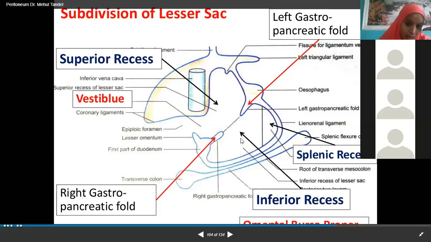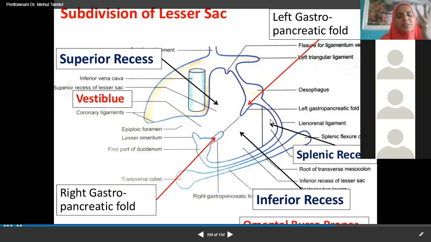Similarly, this lesser sac also has certain extensions. Okay, if it is extending superiorly, towards the ligamentum venosum, which we have seen on the posterior aspect of the liver, I have shown you in my previous lectures. That means if it is extending on the posterior aspect of the liver, you call it the superior recess. Okay, and its extension downwards is called the inferior recess. Towards the left side, we know we have pancreas, and in the tail of pancreas we have spleen. So the extension of this lesser sac towards the spleen, you call it the splenic recess.